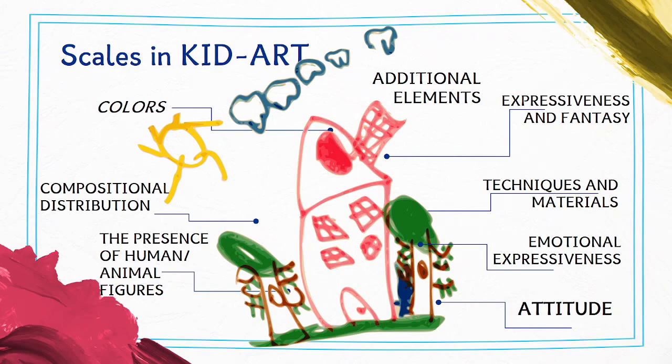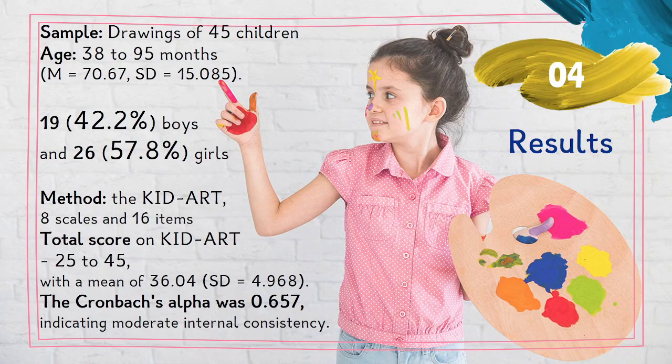Regarding the 8 scales in KitArt, there are colors, compositional distribution, the presence of human or animal figures, additional elements, expressiveness and fantasy, techniques and materials, emotional expressiveness, and attitude toward the drawing process. The sample consists of the drawings of 45 children between the ages of 38 to 95 months, with a mean age of 70 months, and there are 19 boys and 26 girls. The total score that we obtained from the KitArt was from 25 to 45, with a mean of 36.04, and the Cronbach alpha was 0.65, indicating moderate internal consistency.